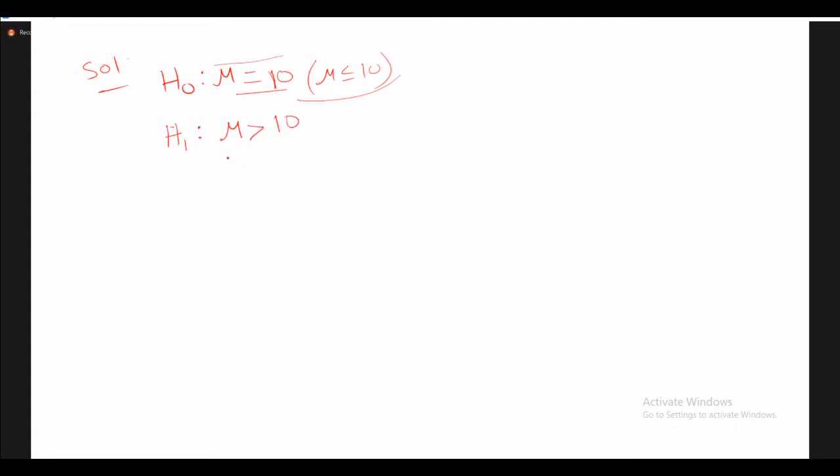Yeah, that is greater than 10. The ambulance will reach within 10 minutes. 1 minute to 10 minutes that can reach. Here we can't take mu is less than, given that statement, right?